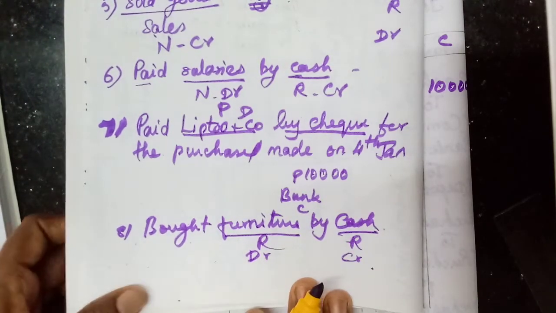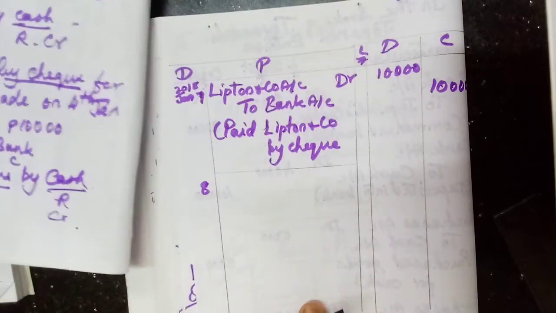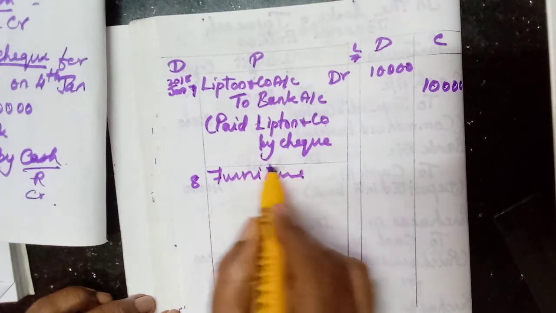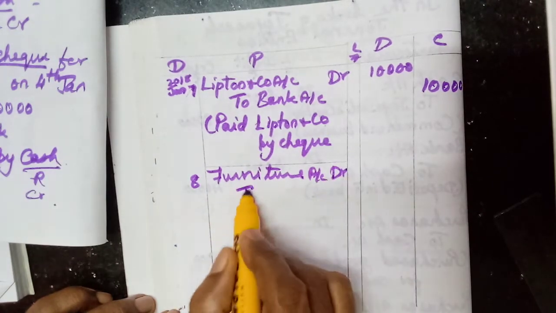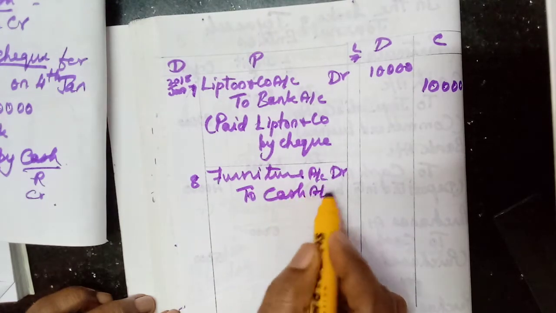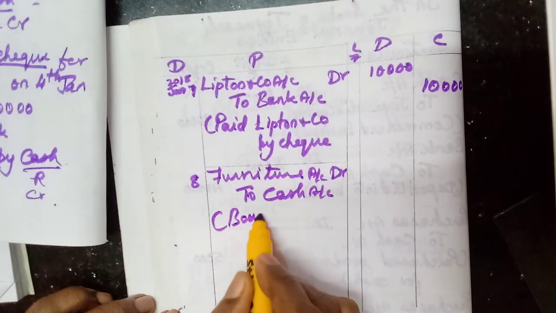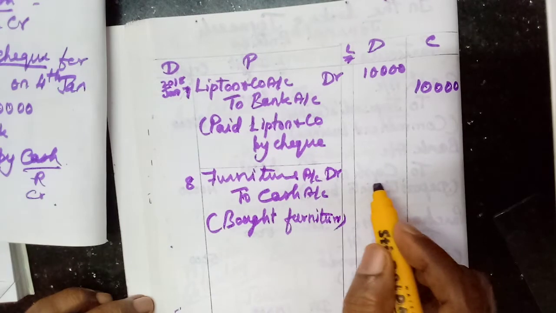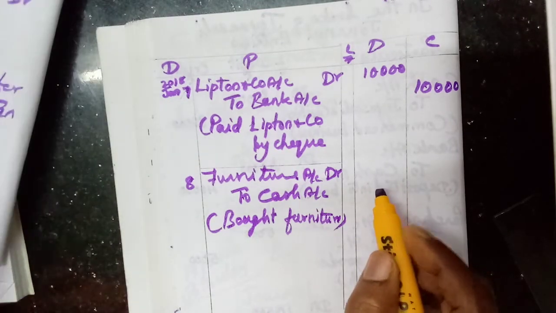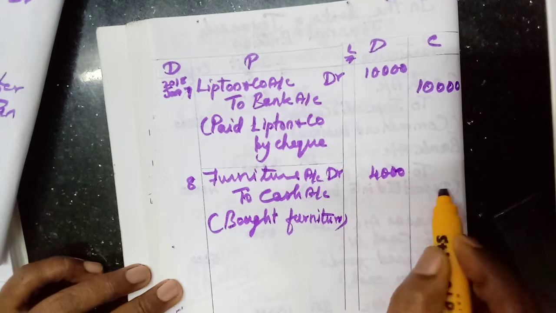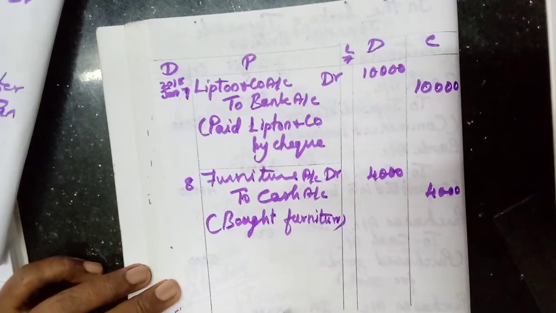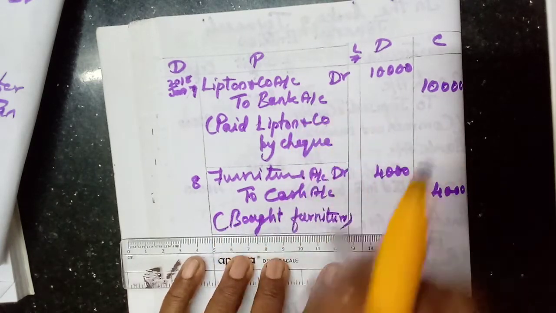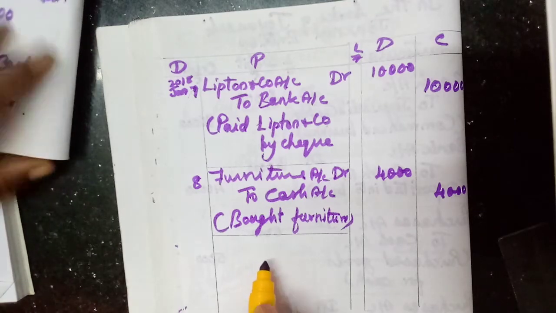Easy one, isn't it? Both are the same type of account, it is very easy for you. So the entry is furniture account debtor to cash account. Bought furniture. Amount 4,000. I think you all will be able to understand, isn't it? Yesterday what I have explained, today I am once again explaining and writing. Now, 9.